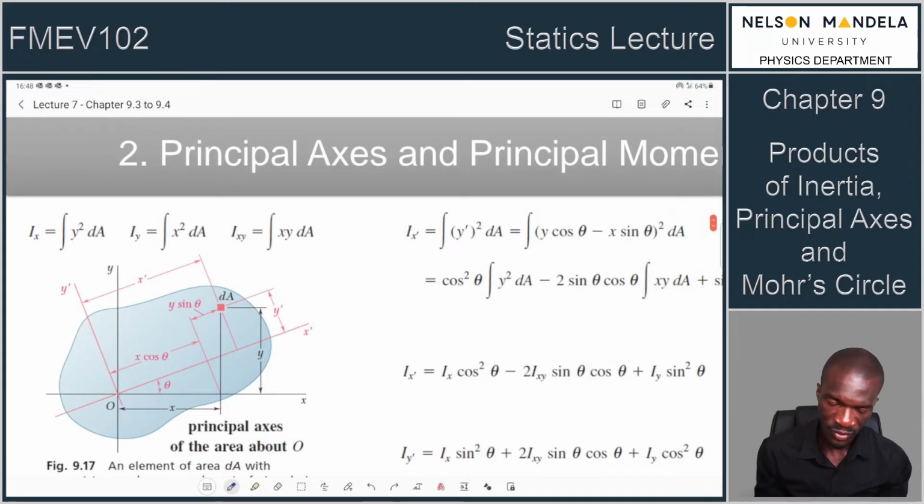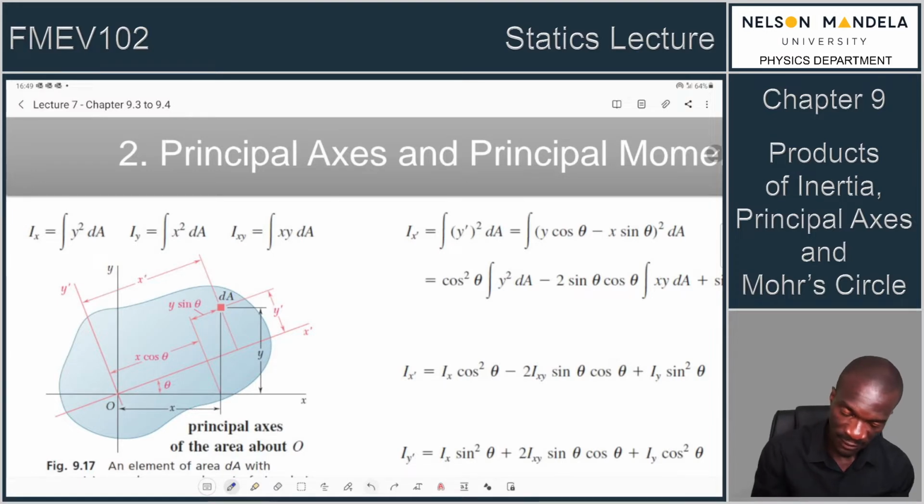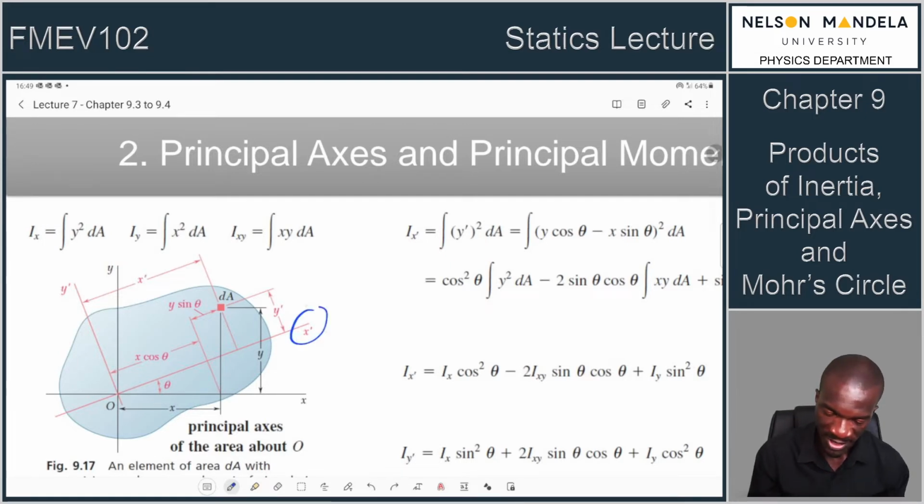What are we trying to say? In the XY axes, we have Ix, Iy, and Ixy: the moment of inertia and the product of inertia about the original X and Y axes. What we want is to find the moment of inertia and the product of inertia about a new set of axes, and we are starting to investigate the principal axes. The principal axes are the axes at which we can get the maximum and the minimum moment of inertia. These are the X prime, Y prime axes. What is the first thing we need to do to find Ix prime, then Iy prime, then Ix'y'?